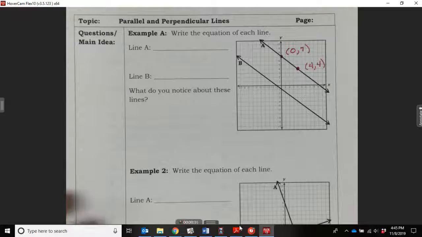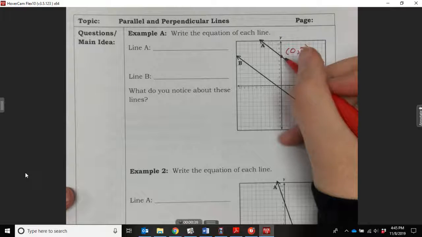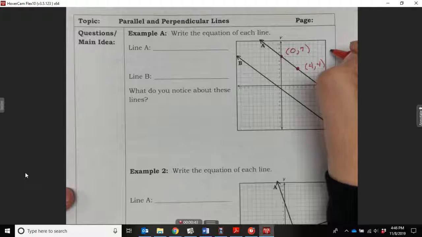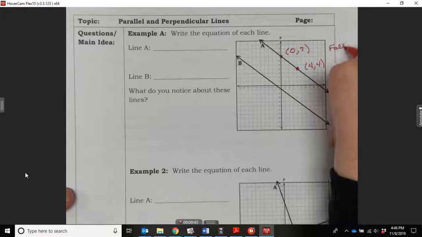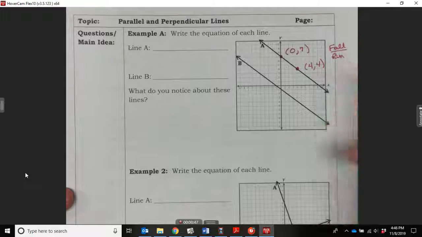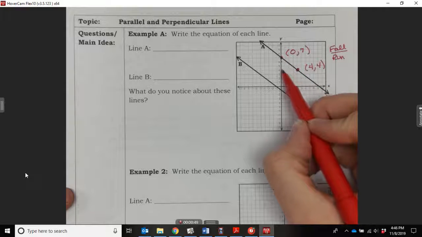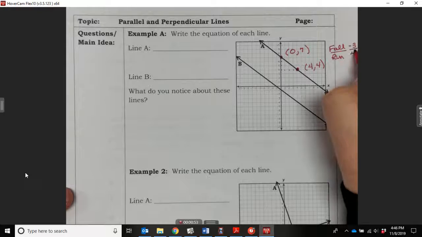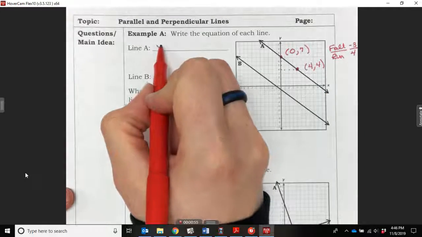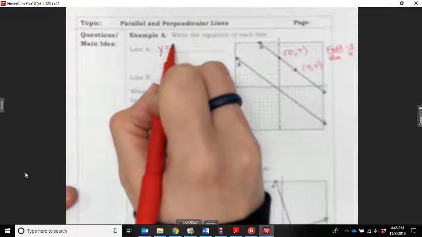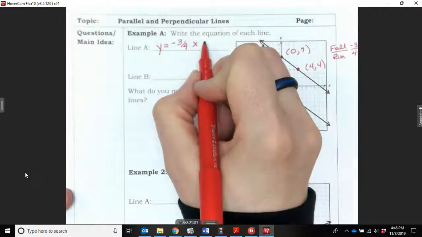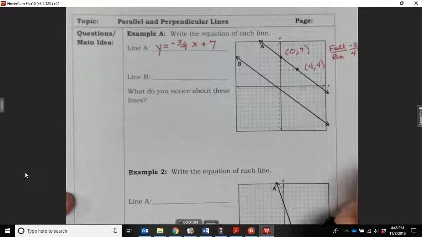You already know how to do list and spreadsheet. I'm also going to tell you that you can count your slope by doing rise and run or fall and run. If we were to fall, we would go down 1, 2, 3, right? 1, 2, 3, 4. So I fall 3 and I run 4. So my slope, or my equation, is y equals negative 3 over 4x plus my y-intercept, which is 7.